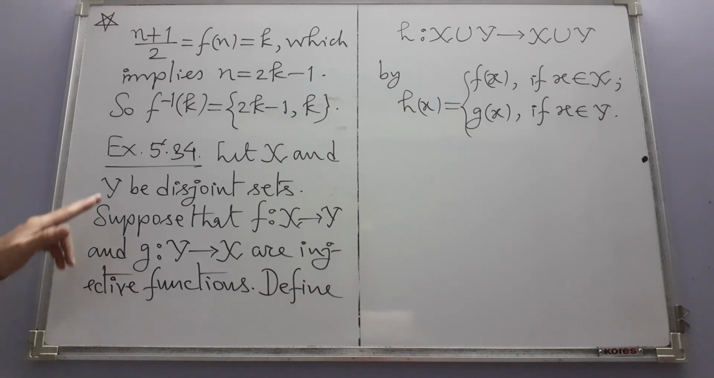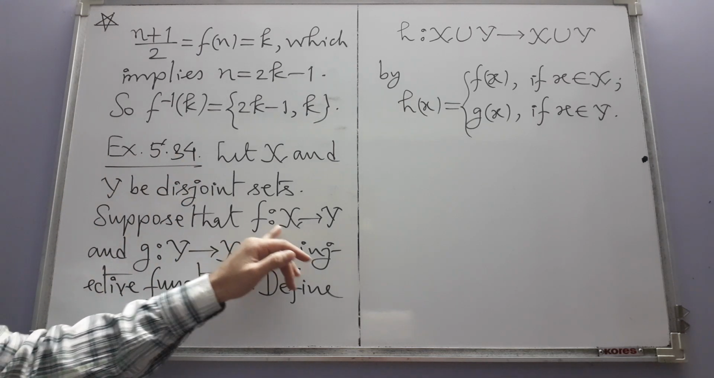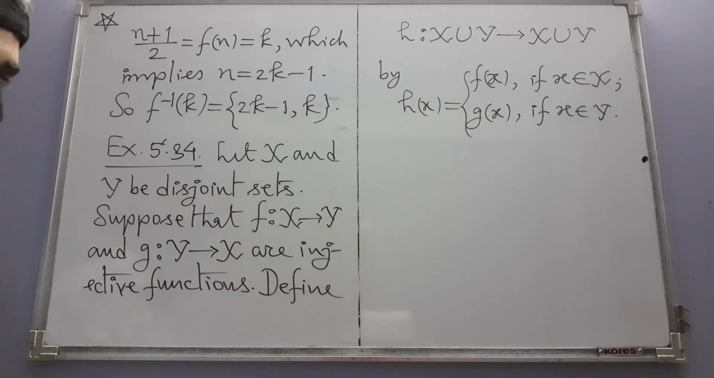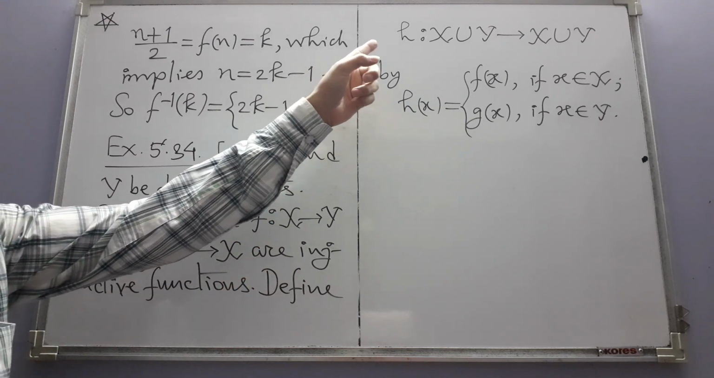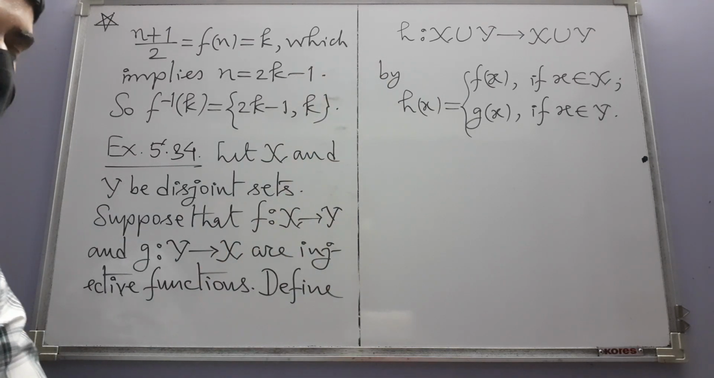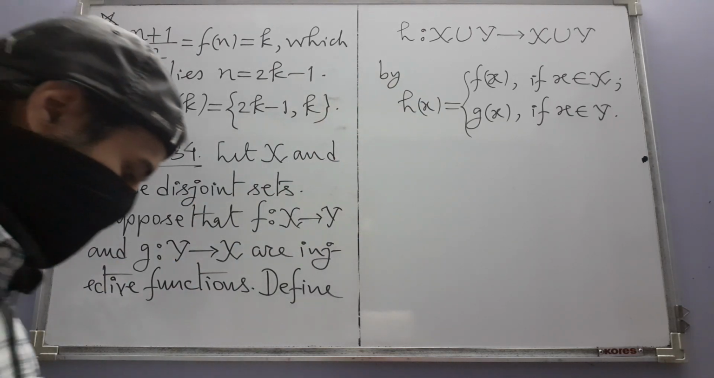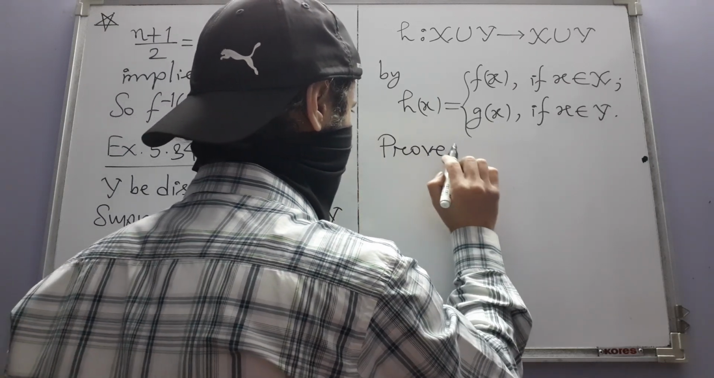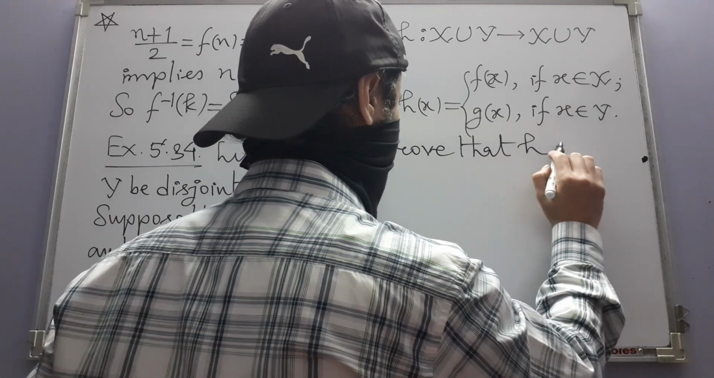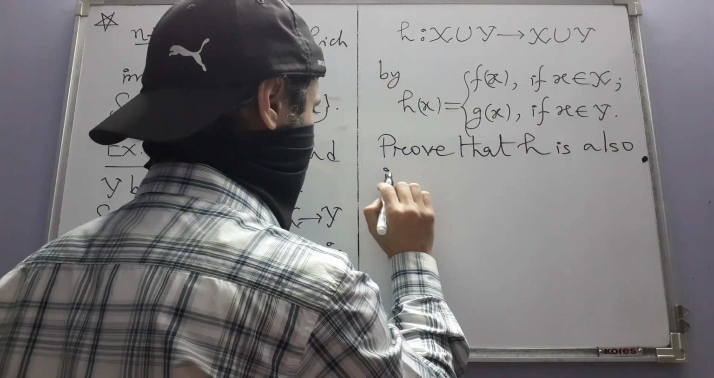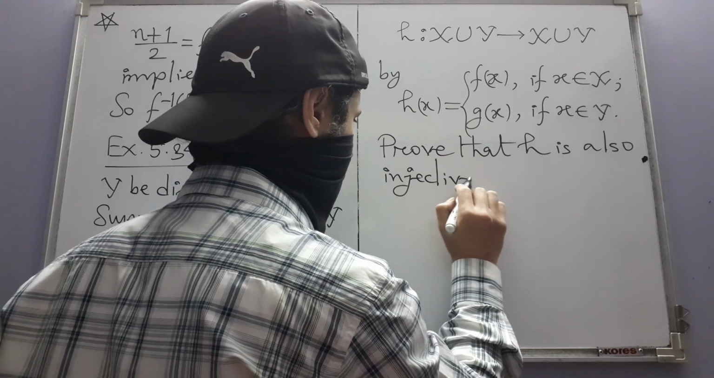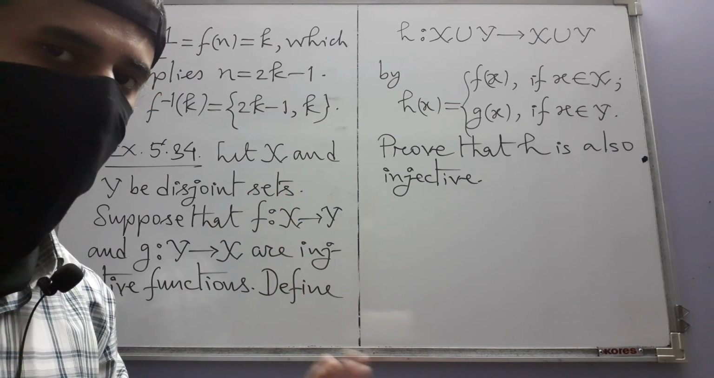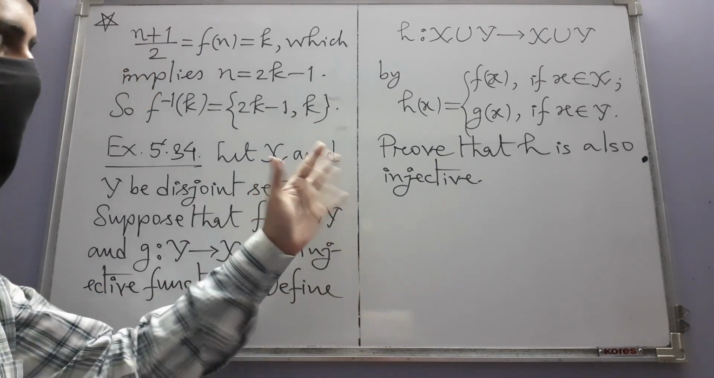Okay, so two sets are given which are disjoint, and there is a function f from X to Y and another one, g, from Y to X, both of which are injective functions, and using them we have defined another function h from their union to itself, like this. Prove that h is also injective. Here also, to show that h is injective, we will take two distinct inputs and prove that the outputs of those inputs under h are also distinct.